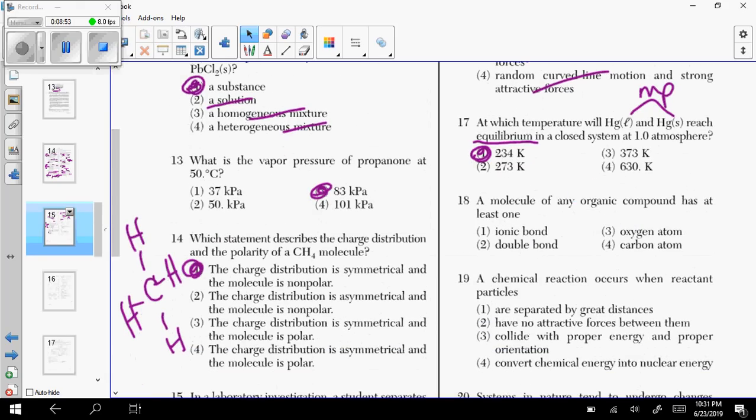A molecule of any organic compound has at least one. All right, it's got to have carbon. That was an easy one.